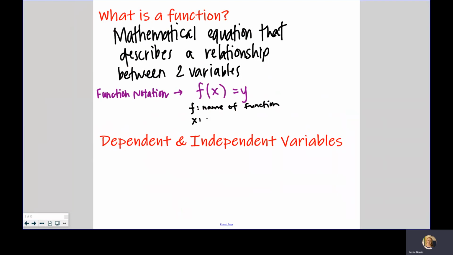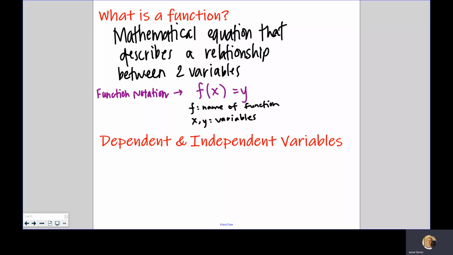Now you can use any letters here. You don't have to use f for the name of the function. You could use g, you could use t, it doesn't matter. Sometimes you may be dealing with a function and you want to call it something that's related to the function. So for example, if you're dealing with the height, you might want to name your function h for the height. X and y, again, are the variables. These can be any letters as well. But traditionally, we use the letters x and y.